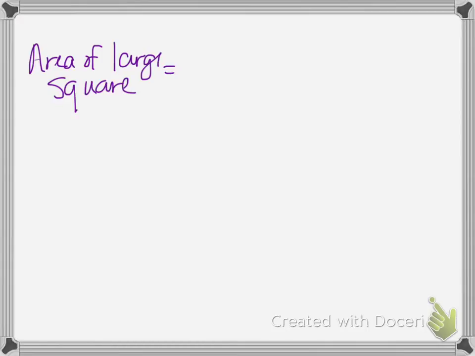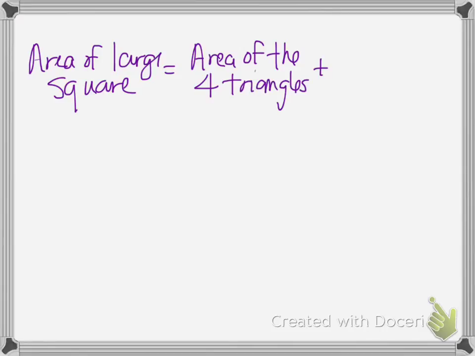Okay, so what do we have? I'm going to write it in words first. The area of the large square is equal to the area of the four triangles plus the area of the center square.